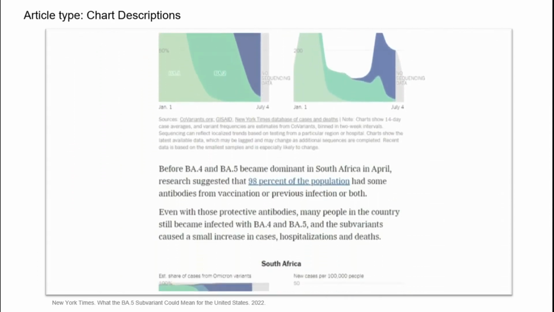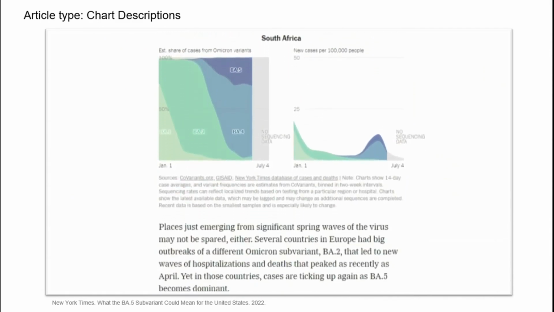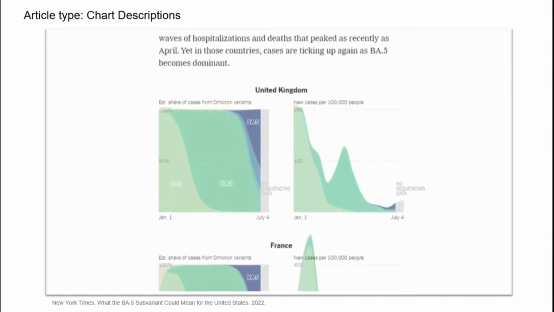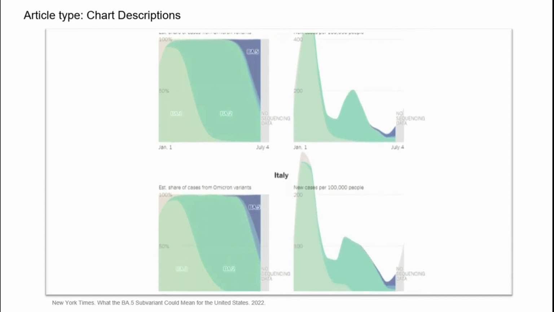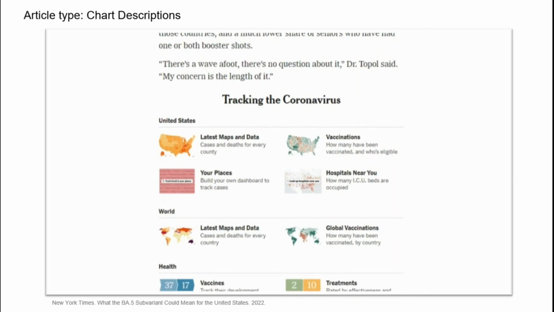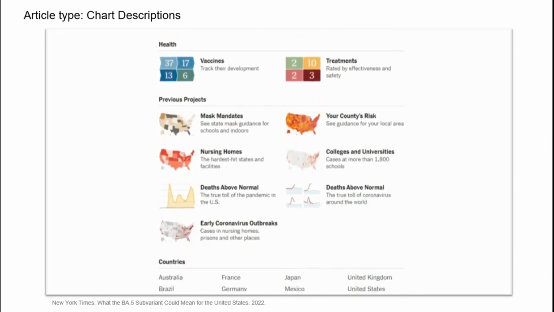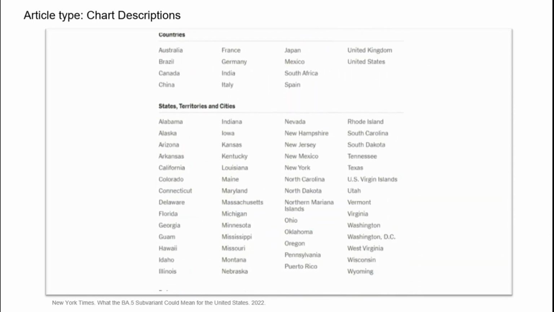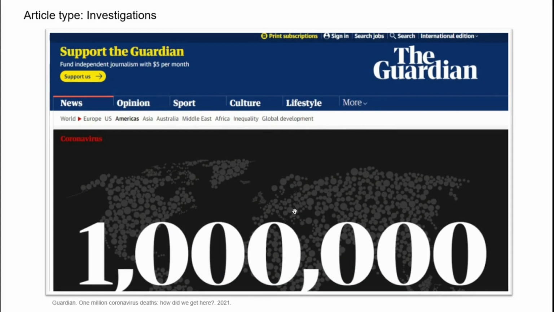Similar to traditional reporting that supports stories with data and realizations. For instance, the New York Times piece on the BA.5 COVID-19 subvariant provides a detailed analysis of its impact on the US. Then is investigations.